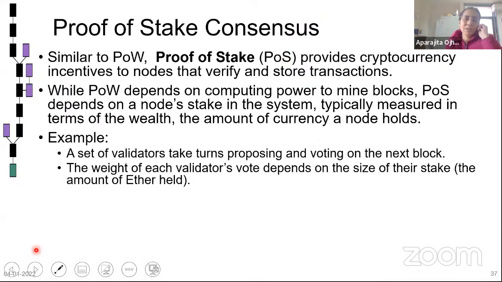So for example, a set of validators take turns proposing and voting on the next block. So that is also done through consensus, right? So who all will be there?